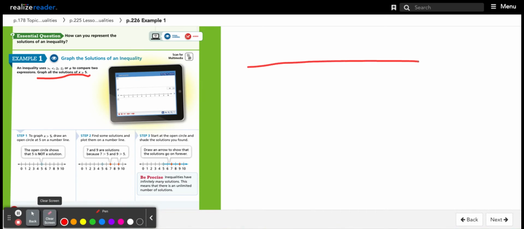Okay, so you have number lines with you, or you should have number lines with you. Find 5 on your number line. We are going to be graphing x is greater than 5. Okay, so let's start by doing an open circle. Find some solutions and plot them on the number line. Okay, so what are numbers greater than 5 if x is greater than 5?